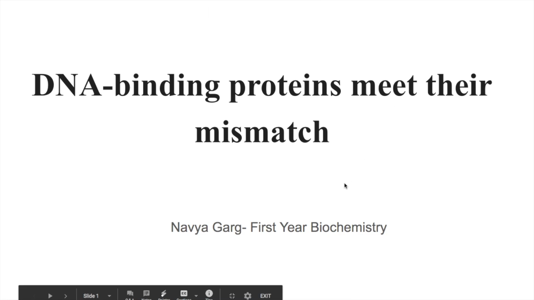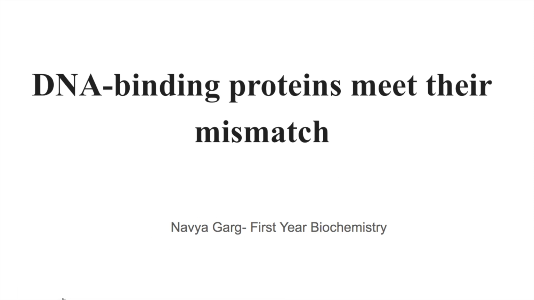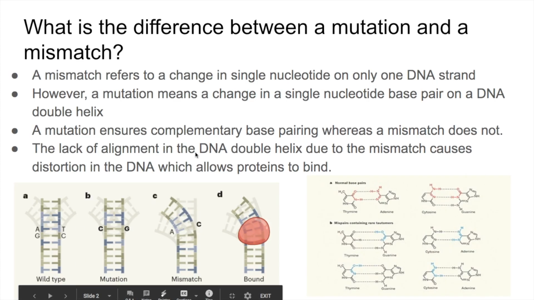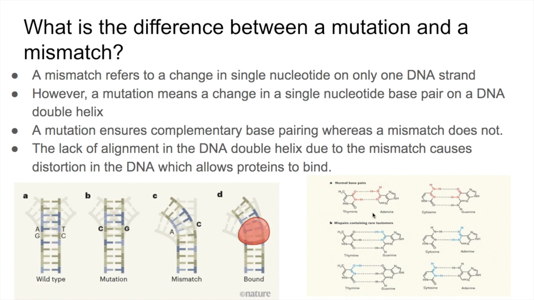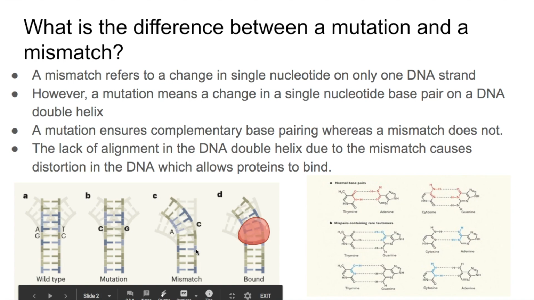DNA binding proteins meet their mismatch is the paper that I'll be looking at. So first, let's talk about what is the difference between a mutation and a mismatch. A mismatch basically refers to a single nucleotide alteration in one strand of the DNA. However, a mutation is a single nucleotide base pair change that happens in a double DNA helix.